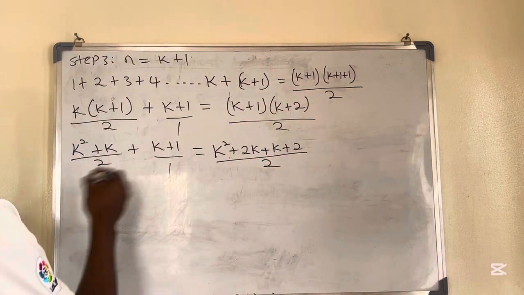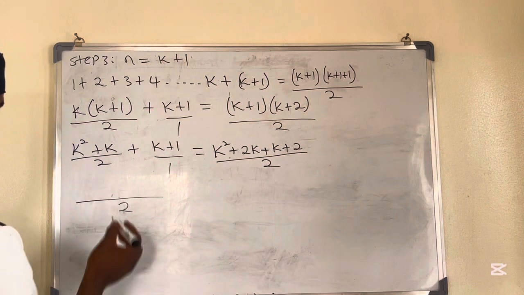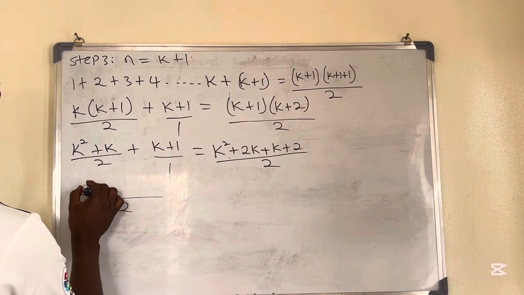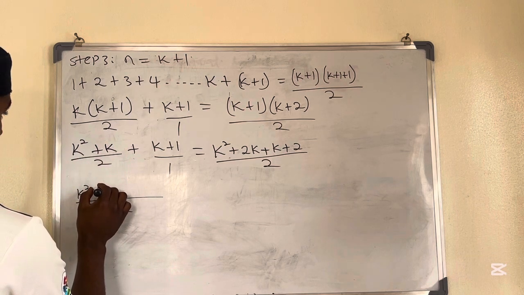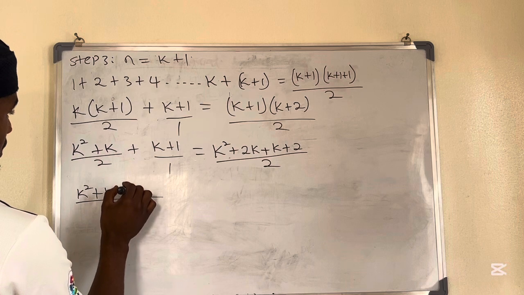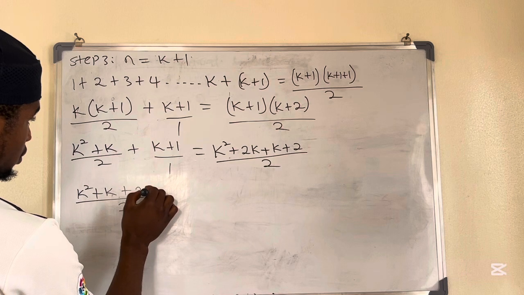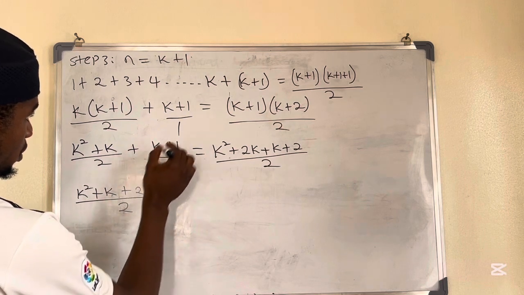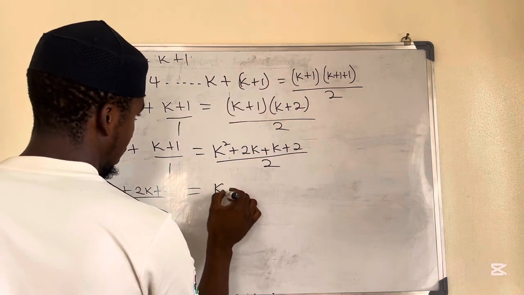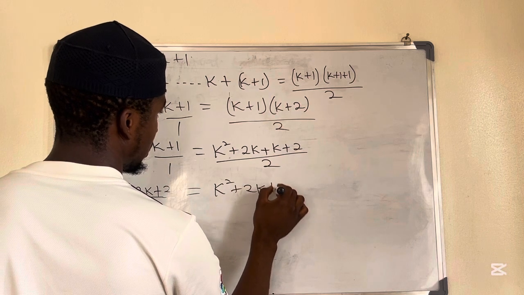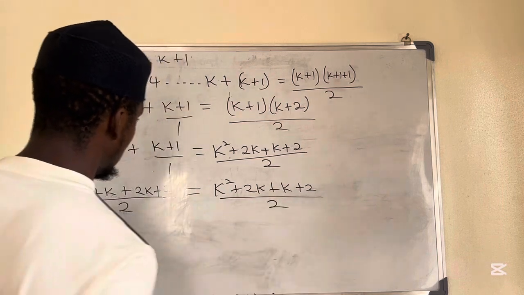Then we can look for the LCM here. Our LCM here is 2. 2 divided by 2 is 1. Then 1 multiplied by k, we have k squared plus k. Then plus, 1 divided by 2 is 2, then 2 multiplied by k, we have 2k. Then 2 multiplied by 1 is 2. So the left hand side is equal to k squared plus 2k plus k plus 2, all over 2.